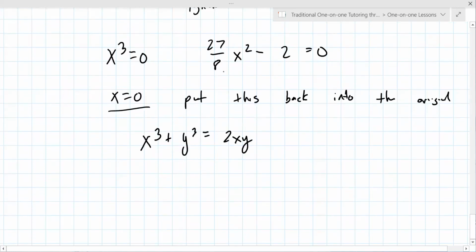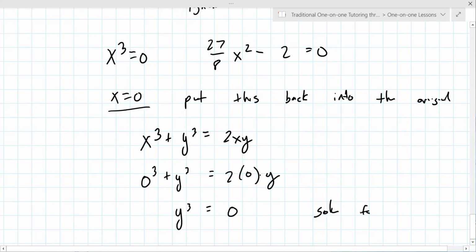Now this one over here creates another one, but we're not going to deal with it unless you really want to. But you would put both back, right? Yes. Like so, it's 0 cubed plus y cubed equals 2 times 0 times y. This simplifies to y cubed equals 0, and then you solve for y. You're trying to get the ordered pair. Oh, that gives you the ordered pair.